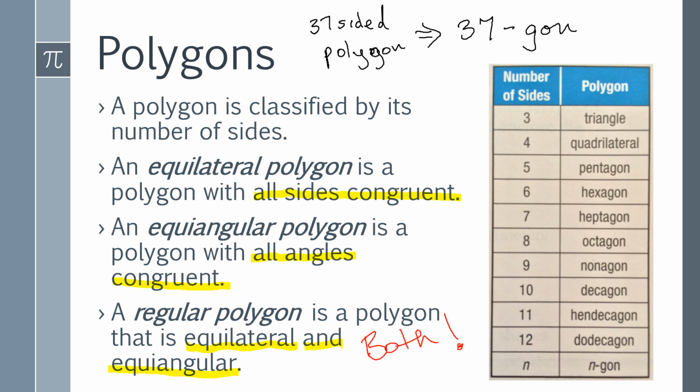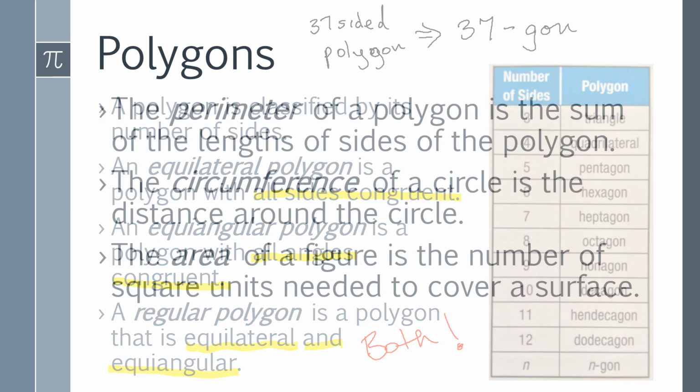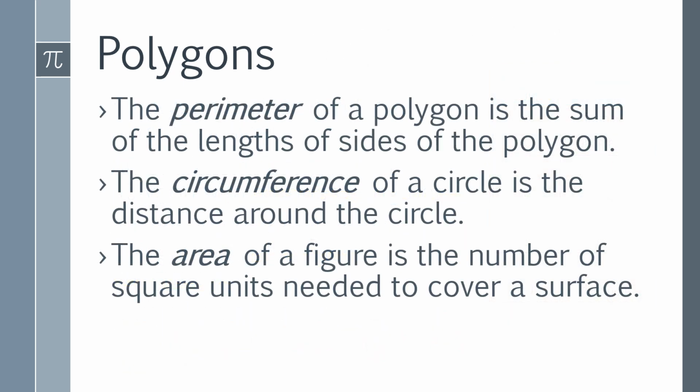Equilateral and equiangular. Okay, so a couple of definitions now that we're going to talk about. And the first one is perimeter. Perimeter. That is the sum of the lengths of the sides. All right? So if we walk along the perimeter of a polygon, or we measure along each side, we just keep adding to the total.